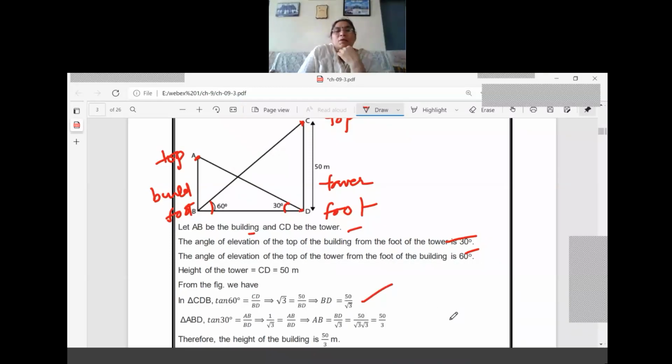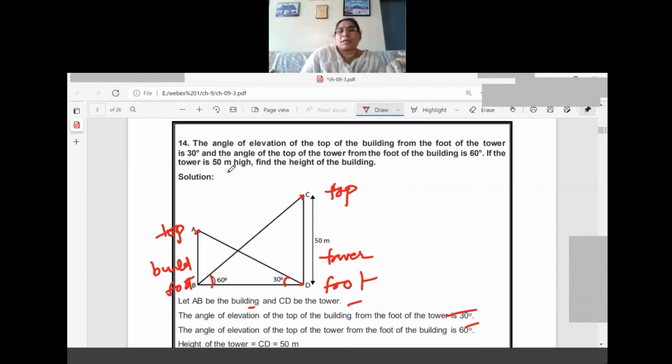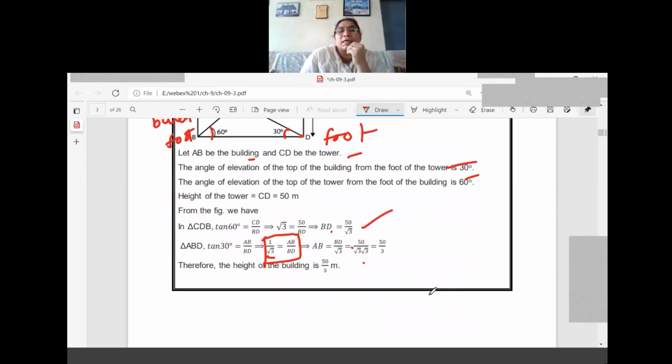What is tan 30 now? Same, AB by BD. Same rule only. AB by BD. And what is the tan 30 value? That is 1 by root 3. If you substitute correctly and cross multiply, according to the question, what is the unknown value? We already calculated BD, so we can substitute it here and calculate AB. AB is the height of the building, which is what is asked. So AB we calculated as 50 by 3 meters only.